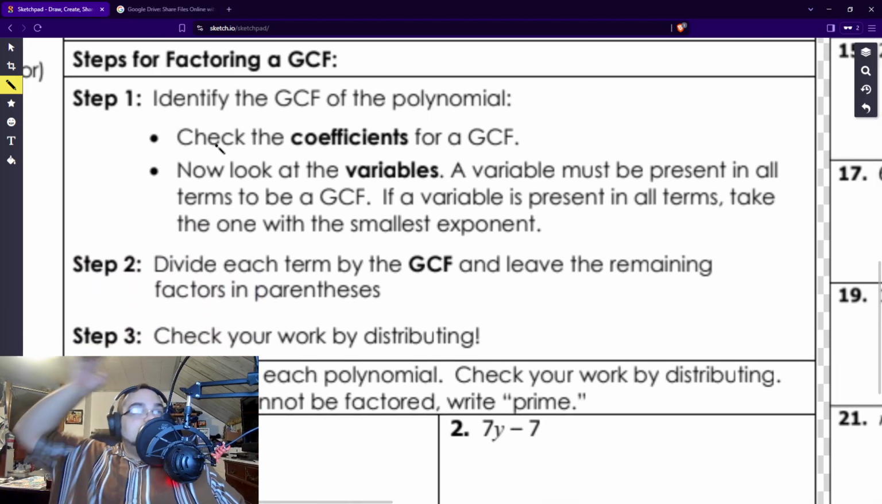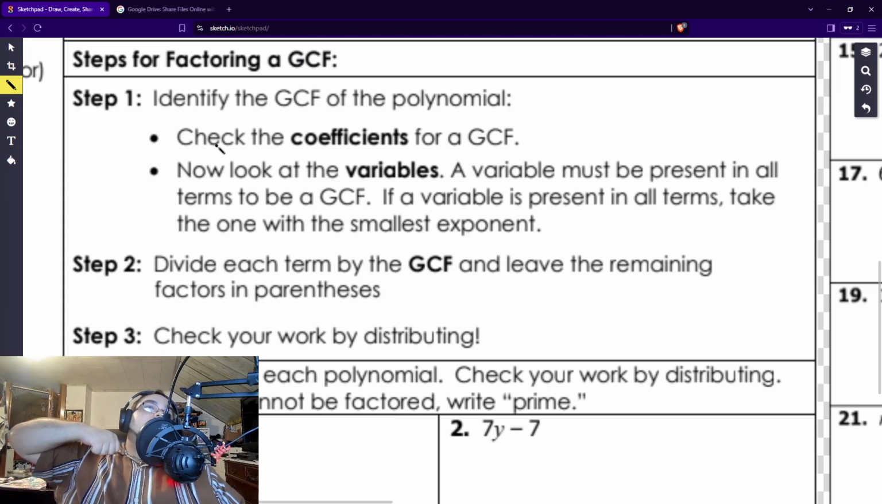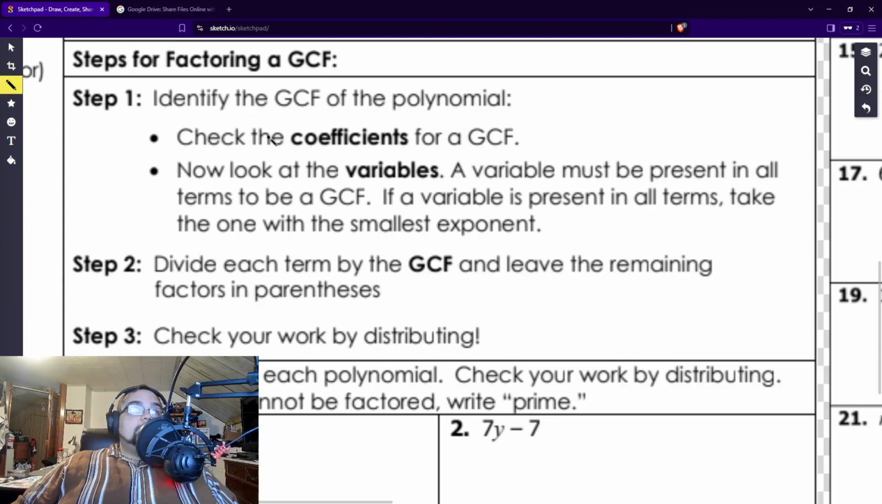First thing we're going to do, check the coefficients for the GCF. You notice how I noticed 4 and 8 both have a common factor of 4. I pulled them both out. Now I check the variables. A variable must be present in all terms to be part of the GCF. Okay? If a variable is present, we take the smallest exponent. This is going to make sense as we practice. We divide the terms and leave what remains, and we check our work by distributing.